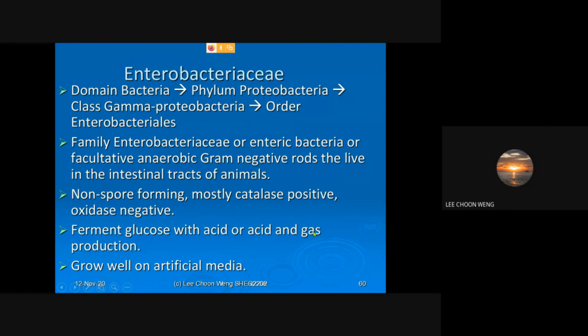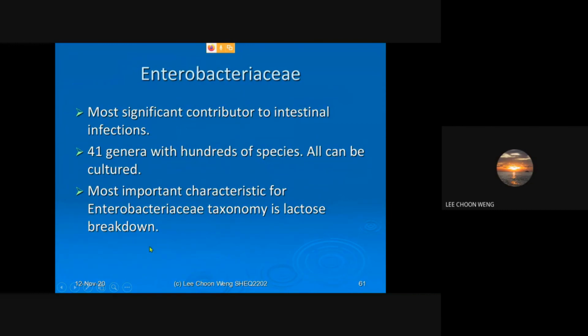Then it ferments glucose in the OF test, the oxidative-fermentative test. It grows well on artificial media. So it is an important contributor to intestinal infections. There are over 41 genera with hundreds of species in the family Enterobacteriaceae. Then the most important characteristic is the lactose breakdown, whether it ferments lactose or not.